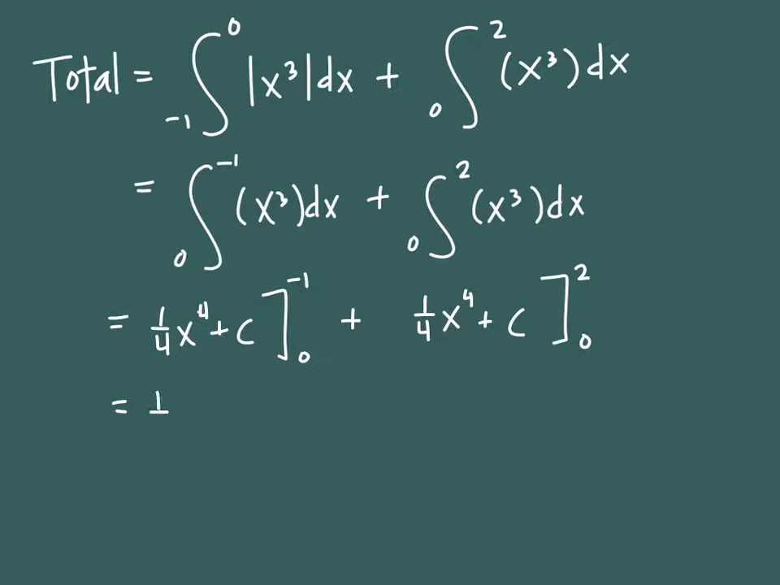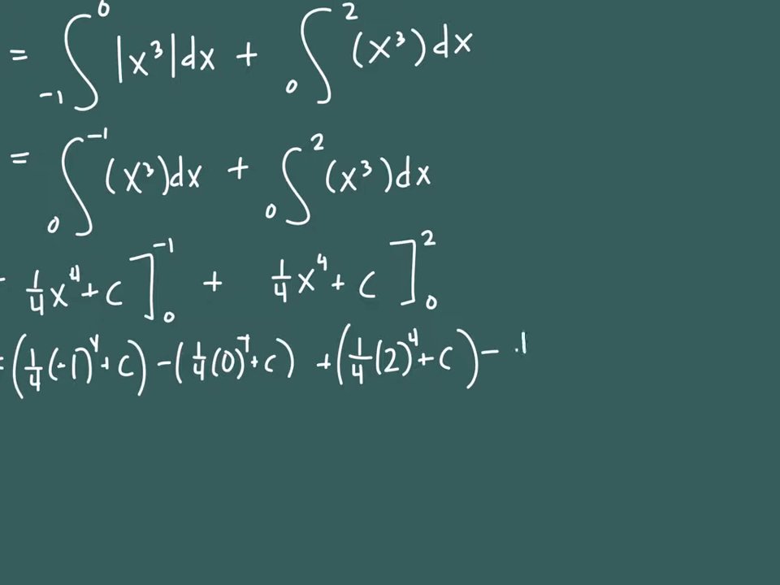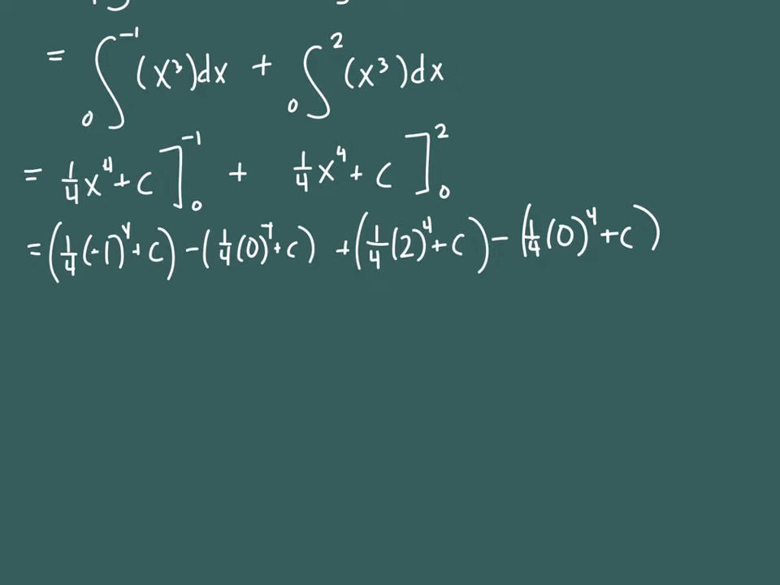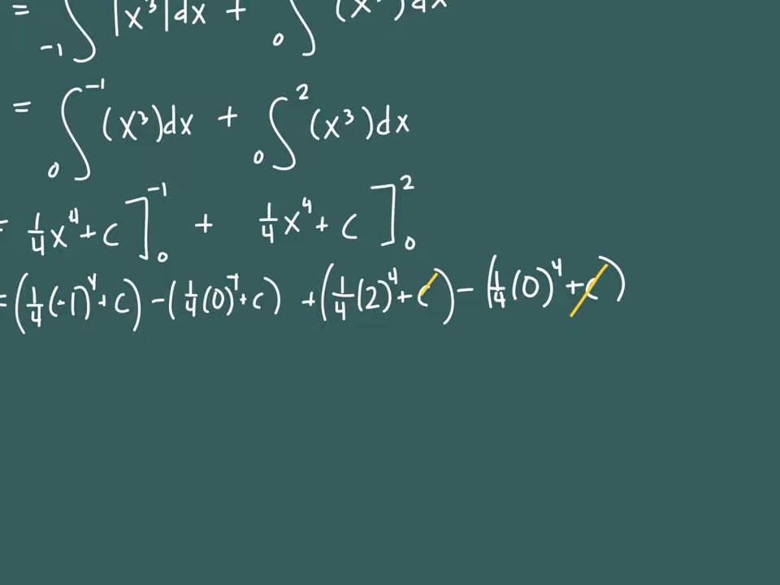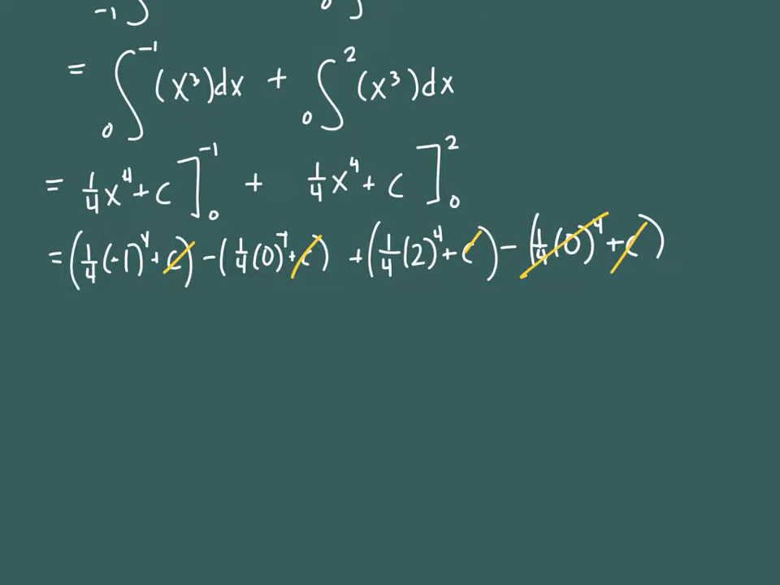So then you'll plug in 1/4 of -1 to the 4th plus c minus the 1/4 of the 0. And then the second half of the integral, 1/4 of 2 to the 4th plus c minus the 0 part. Now I'm being very thorough, and I'm showing all of my steps. But I know for sure all the c's will cancel out each other. I also know all the zeros have no value.